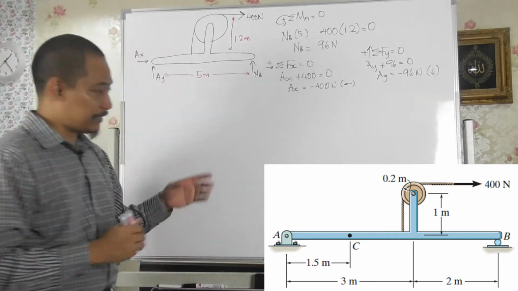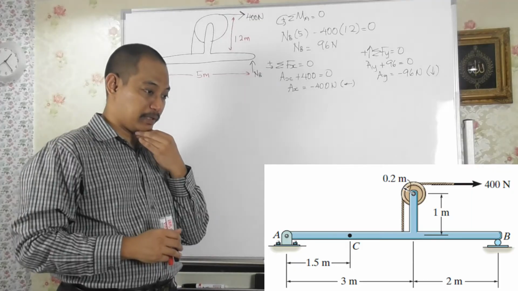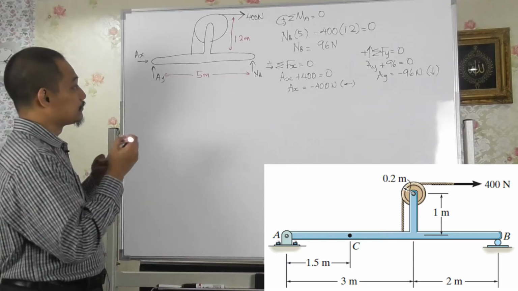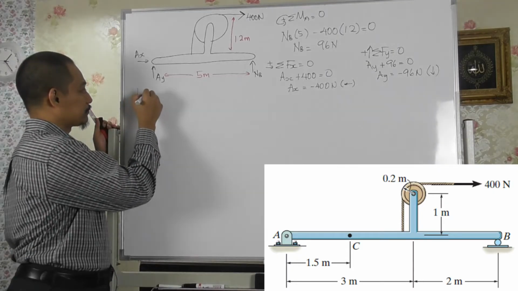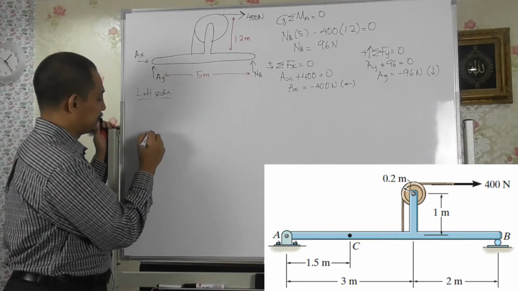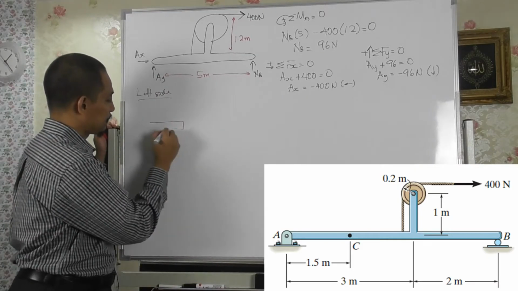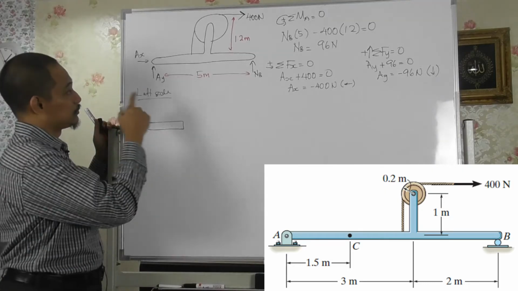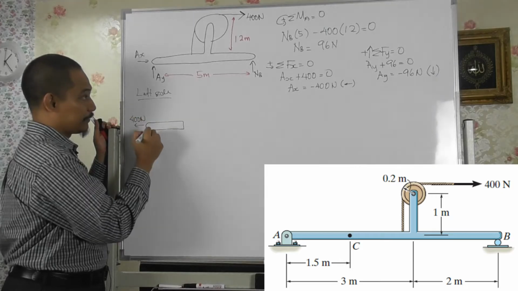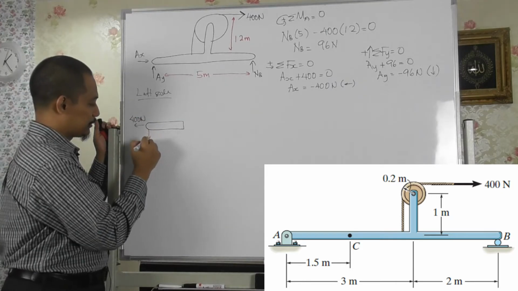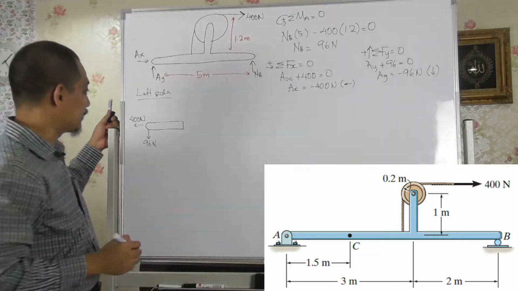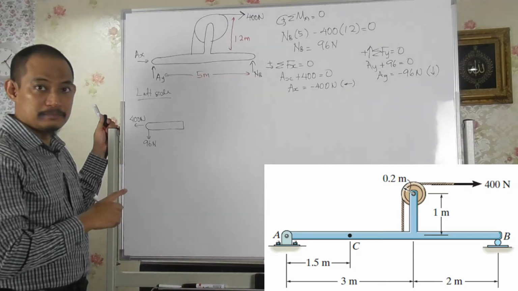Okay, so going back to the structure, let's solve for the left side first, right? If we take the left side, meaning that you have portion AC, basically like that. At A, we already have 400 Newton to the left, and then AY you have downwards 96 Newton. Can you see? Hopefully you can see my writing. Hopefully it's not too small and not too dark.